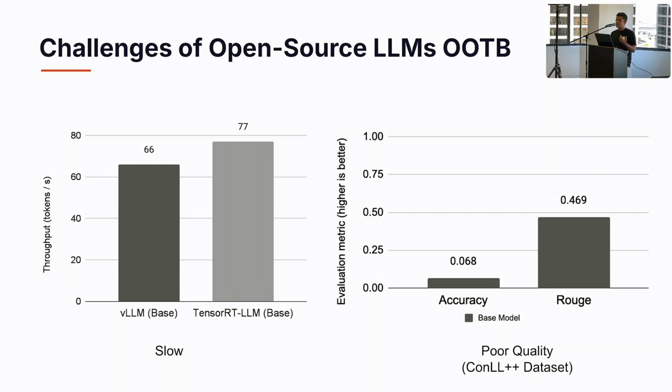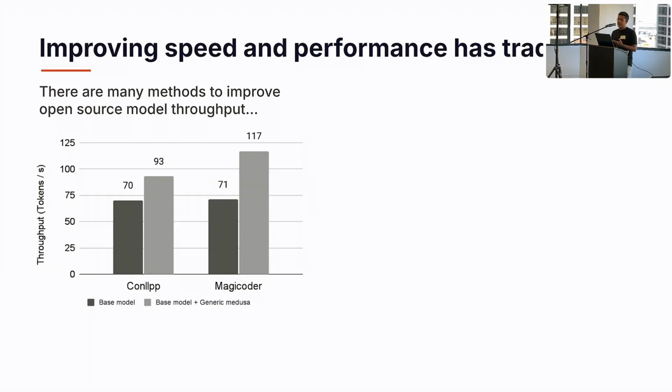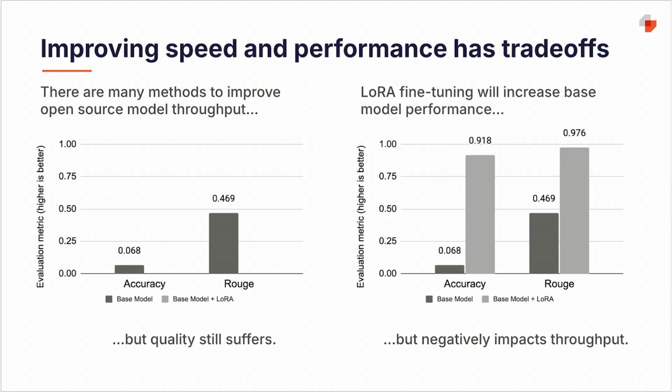So the question really is, well, what can we do about both speed and quality? There are actually many methods to improve open source model throughput, right? Here's an example where we did some special things, and you can go from 70 to 93 or 71 to 117, it just depends. I'll talk about it through the rest of the talk. However, the problem is that you're just improving speed, but your quality is still poor, right?